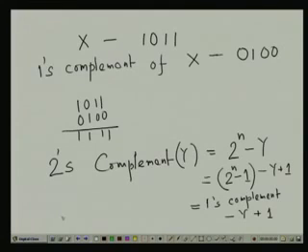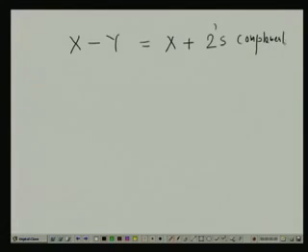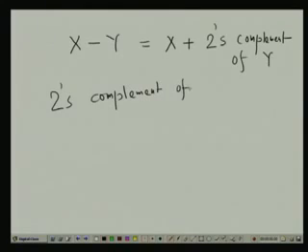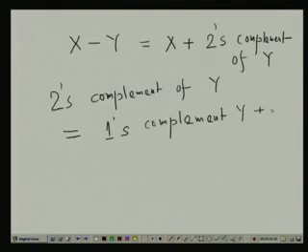So, what we can do is, if I now want to add x, then x minus y will be x plus 2's complement of y, and what we have defined is that the 2's complement of y is 1's complement of y plus 1, and the overflow is neglected.